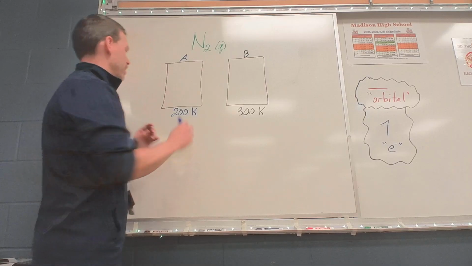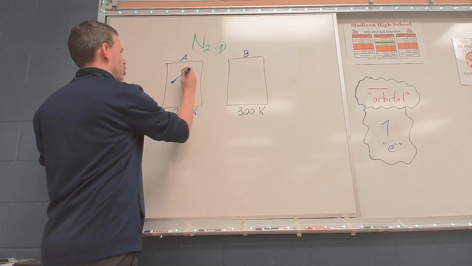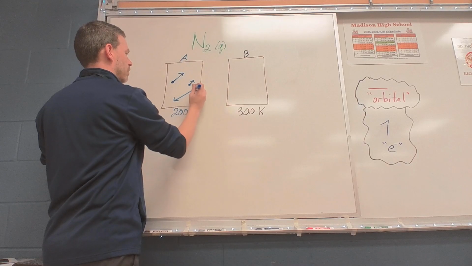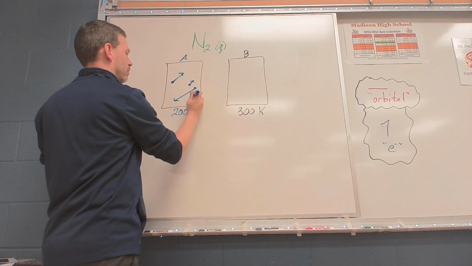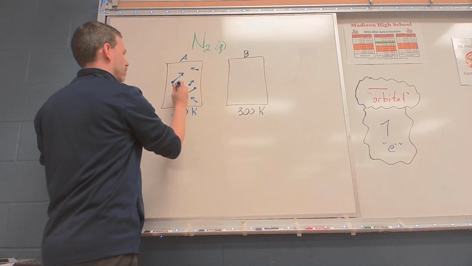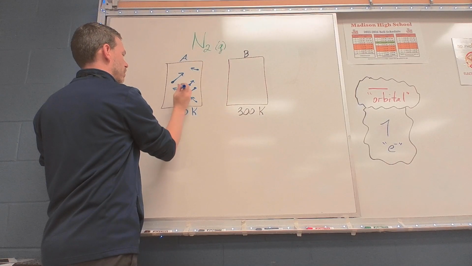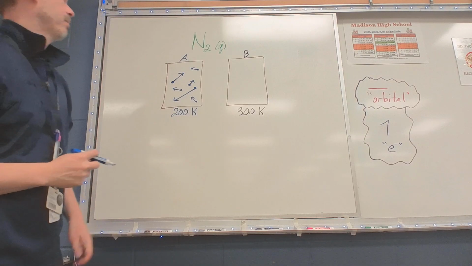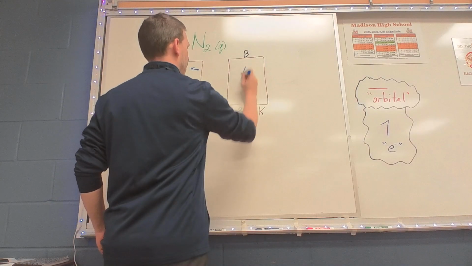Let's draw some nitrogens. Draw them like this with me. So there's some nitrogens in container A. Let's draw some in container B.